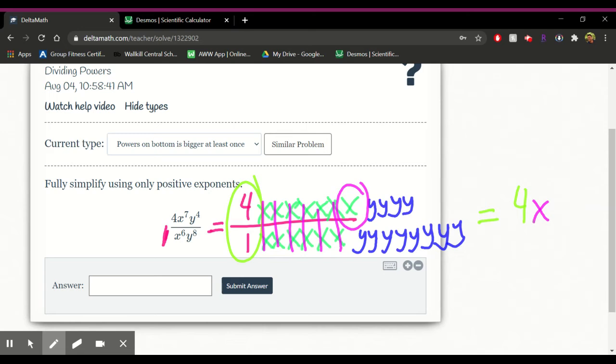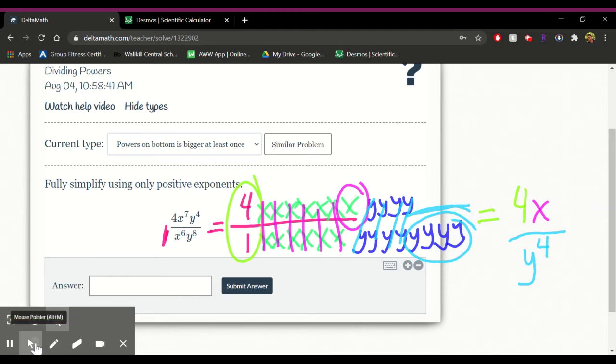And now when I eliminate the y's, this is going to be a little different thing. A little different right here. 1, 2, 3, 4 are left, but 4 are left over on the bottom. So this has to be on the bottom. So the y to the 4th has to go on the bottom of the fraction.